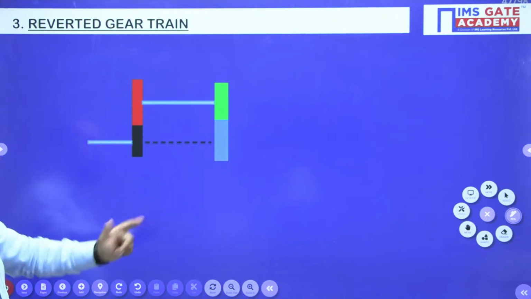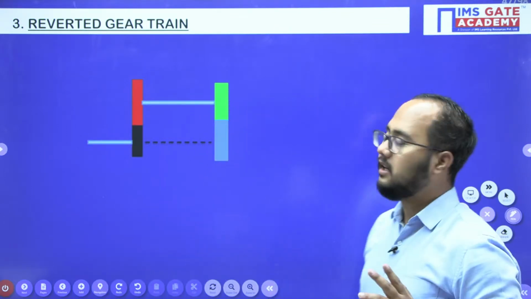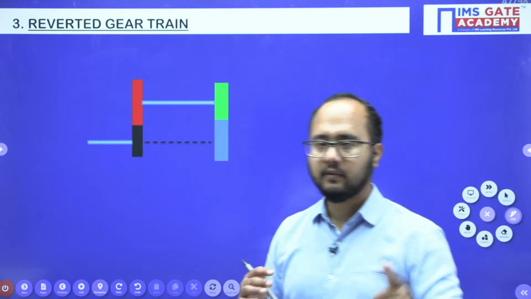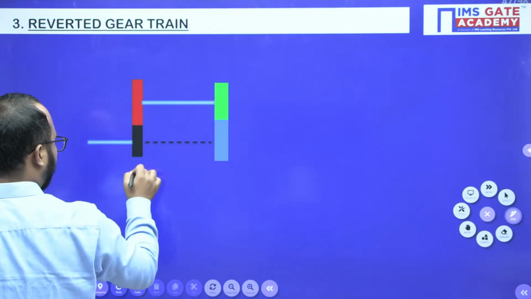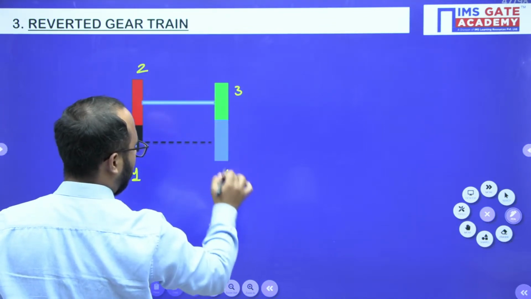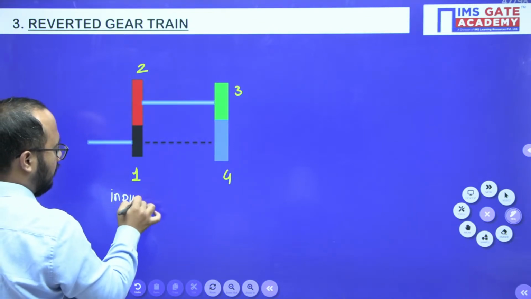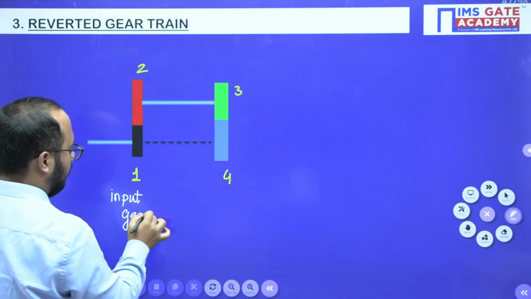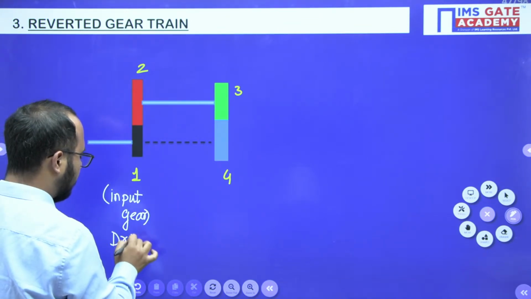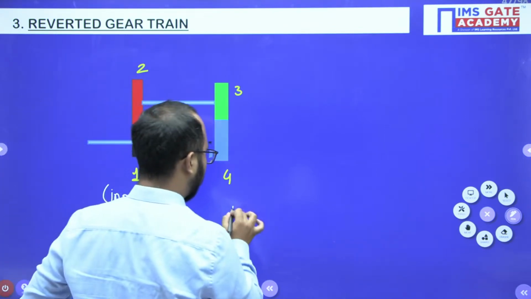Now next, reverted gear train. So what is the unique point in the reverted gear train? That the input shaft and output shaft are collinear. See, gear 1, gear 2, gear 3, gear 4. You can consider gear 1 as the input gear, or even as a driver, and gear 4 as the driven gear.